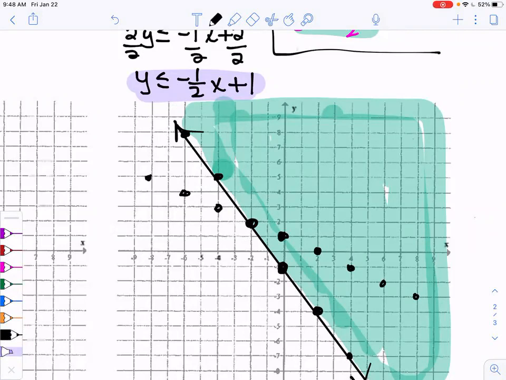Nathan, this says less than or equal to. So that means it's going to be a solid or dashed line when it says equal to. Solid, yeah. And then which way do we shade, Nathan, if it's less than?